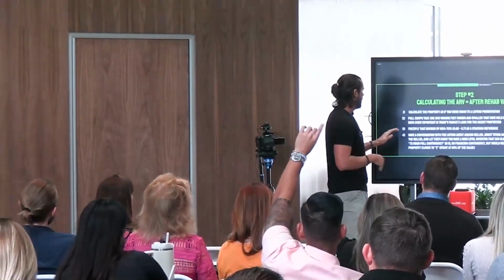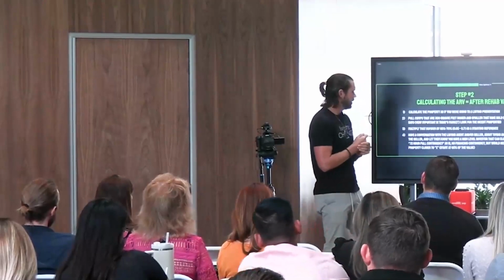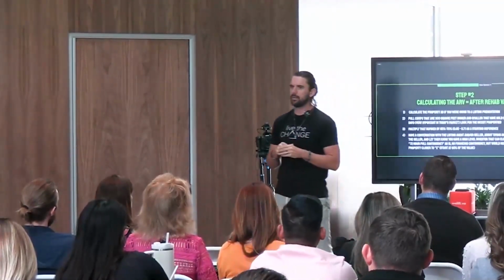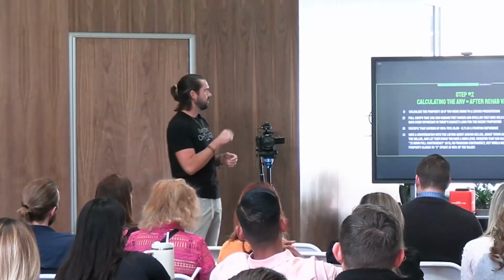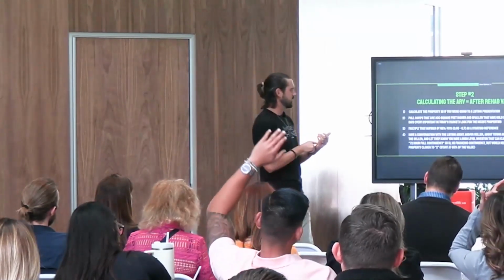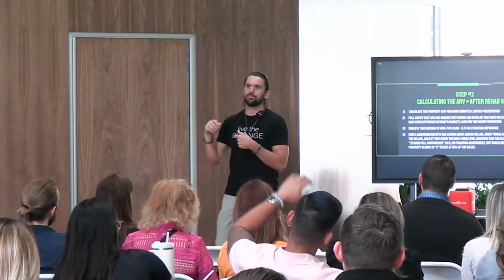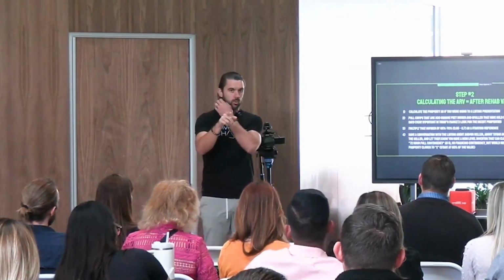Okay. Then we multiply. Here comes this math. Be careful. You multiply that ARV times 65% to 70%. 65 to 70% right now, which is just 0.65. You pull out your iPhone, you find that ARV and you multiply by 0.65, write down that number, and then multiply by 0.7. Okay. Question.